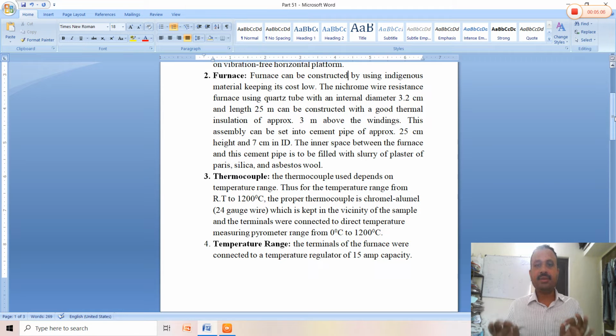Now this assembly can be set into a cement pipe of approximately 25 centimeter in height and 7 centimeter in internal diameter. So the cement pipe has an internal diameter of 7 centimeter, and the height of the cement pipe is 25 centimeter. The inner space between the furnace and the cement pipe is to be filled with a slurry of plaster of Paris, silica and asbestos. So the furnace and cement pipe are connected with this material.